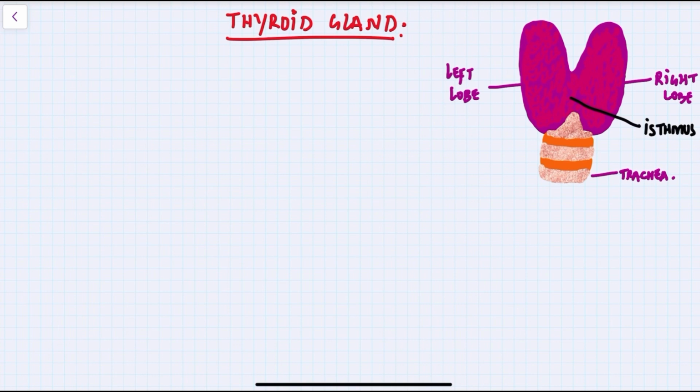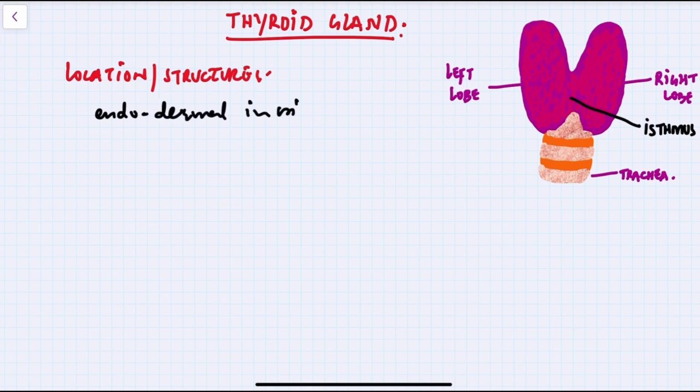So we'll start with the thyroid gland, which is a vital endocrine organ, and look at its location as well as its structure. If you look at the structure of the thyroid gland, it's a butterfly-shaped gland which is located in the neck and is just below the Adam's apple. It originates from endoderm, so it's endodermal in origin, and it's just below the Adam's apple, as you can see on the right hand side.